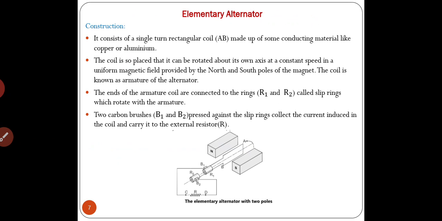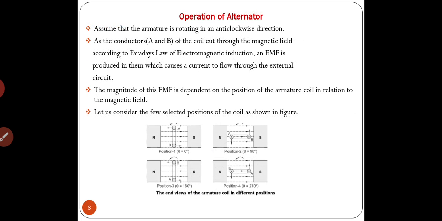Whatever current is produced is taken up by the brushes B1 and B2, which are connected to the slip rings of the alternator, and they carry the current to the external circuit R. Operation of the alternator. How does the alternator operate? Now we have understood the construction of the alternator and how the EMF, or the induced current, is produced.